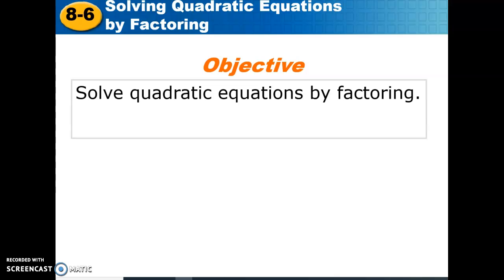Okay, so we're going to move on to 8.6, which is the second way to solve quadratic equations. The second way to solve quadratic equations is by factoring. In order for you to solve through factoring, you have to have a trinomial or an expression in general that can be factored. So that's what we're going to focus on today.